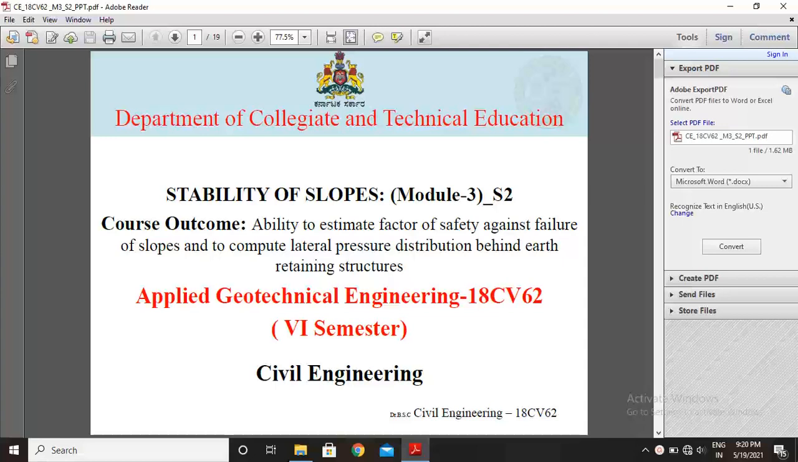Today I want to start module 3 of session 2. The title of module 3 is Stability of Slopes. The course outcome of stability of slopes is the ability to estimate the factor of safety against failure of slopes. The title of the subject is Applied Geotechnical Engineering and the subject code is 18CV62. It comes in the 6th semester of civil engineering departments.